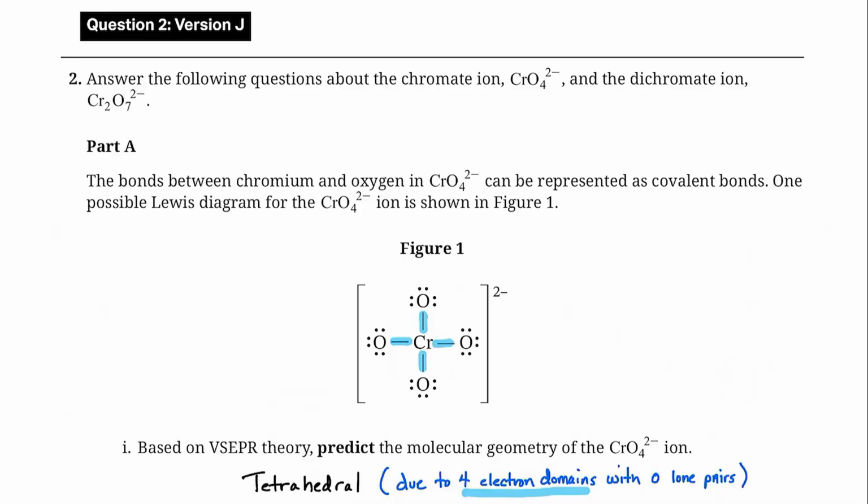So in this question 2, the overall theme of the question, and all the parts below it, are about the chromate and dichromate ion. In part A, they want you to predict the molecular geometry. Of course, that's the geometry of where the atoms are surrounding the central atom.